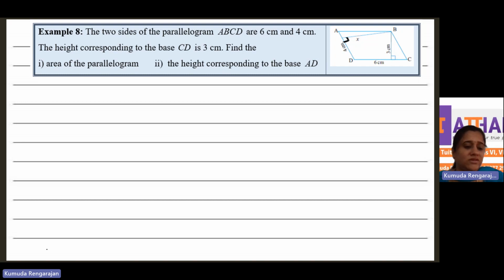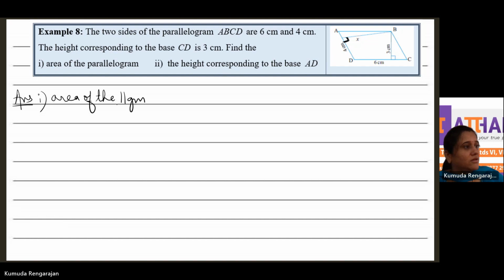Okay. So now let's see how to answer the questions. Now, the first part is, listen and then you can write. You'll have to find the area of the parallelogram ABCD. You can write parallelogram like this in short: parallelogram, parallel and gm. Area of the parallelogram ABCD is equal to base into height square units.